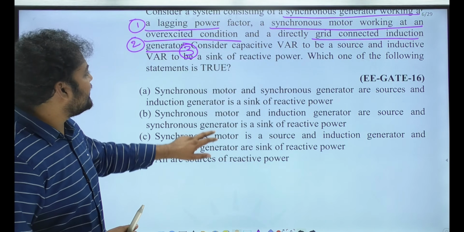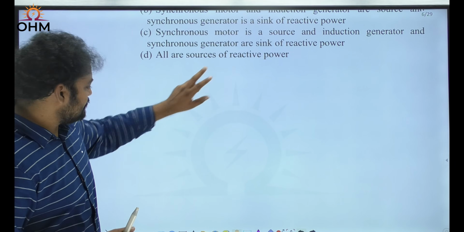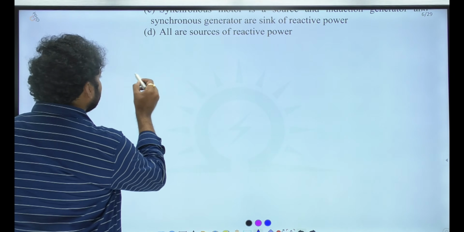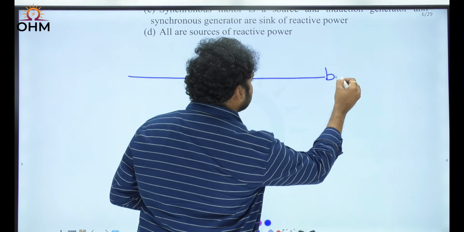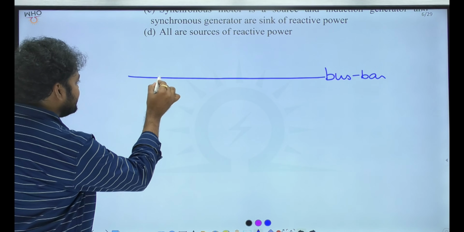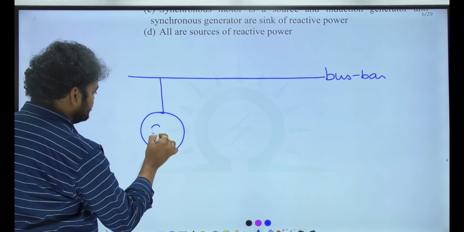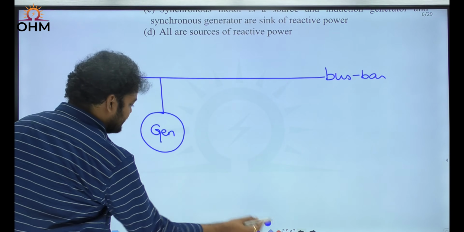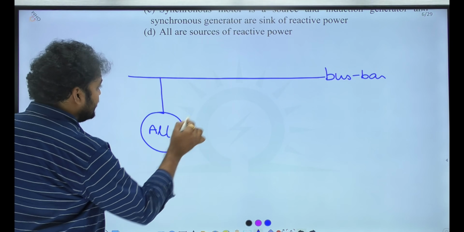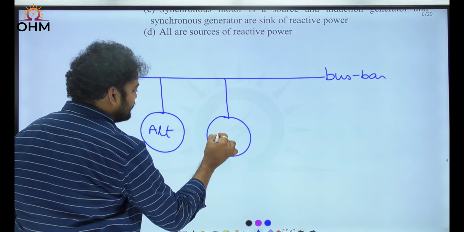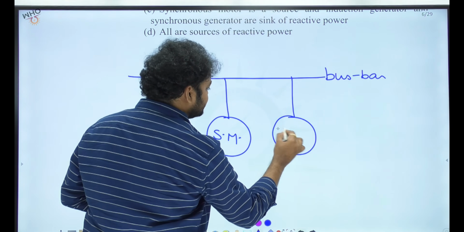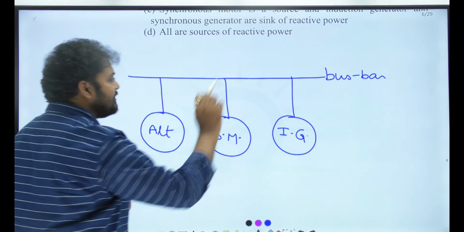So let me take a small diagram here. Imagine this is the infinite bus bar, and three machines are connected to this bus bar. The first one is a synchronous generator, I better write it as alternator. First machine is an alternator. Second machine is a synchronous motor. Third machine is an induction generator. All are connected to the same bus bar.